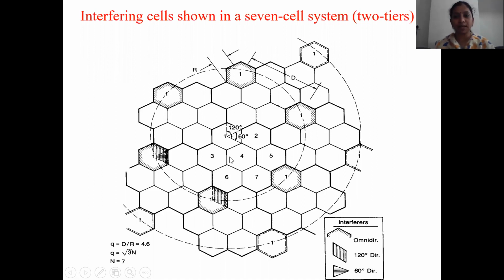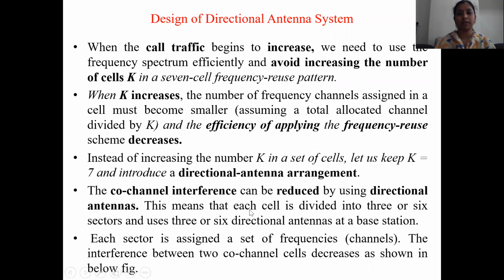In the previous case, when we were using the omnidirectional antenna system, all 6 co-channel cells were causing interference to the center cell. Here, because of the directional antenna, interference is there only in this direction, only in this direction, only in this direction. Backward there is no interference. So the number of co-channel cells causing co-channel interference is decreased from 6 to 2. That is the meaning.